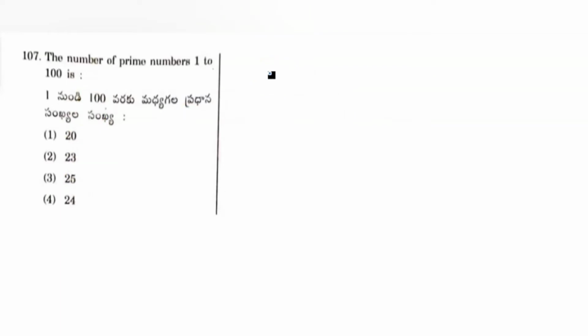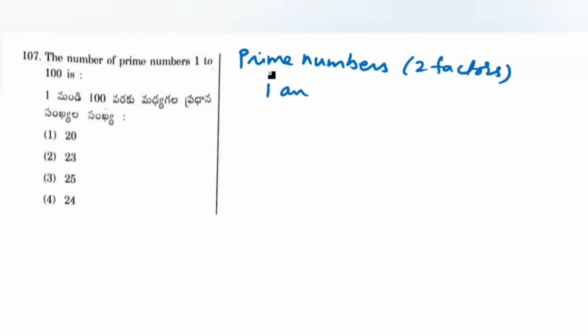First of all, let us know what are prime numbers. Prime numbers are those which have exactly two factors. What are those? They should have only two factors. They are 1 and itself. The numbers which have only two factors, which are 1 and itself, are called prime numbers.